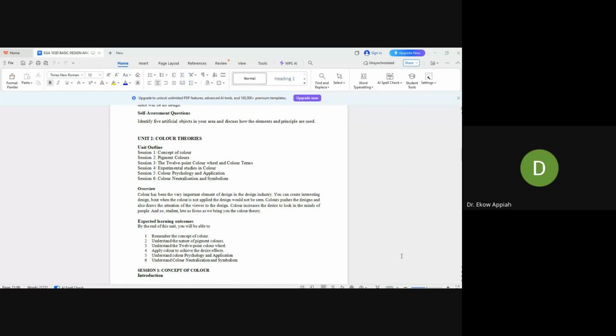When it mentions hue, we are referring to a particular color which has no black or white in its composition or in its mixture. So when you consider the primary colors, secondary colors, tertiary colors, and intermediate colors, all these are classified as hue.